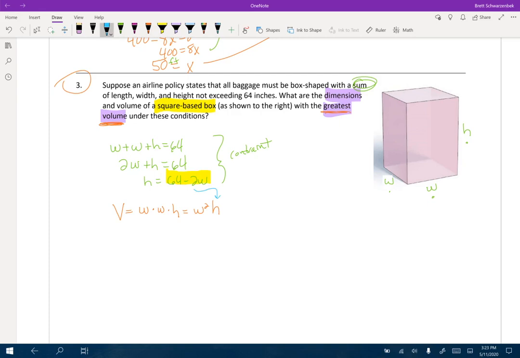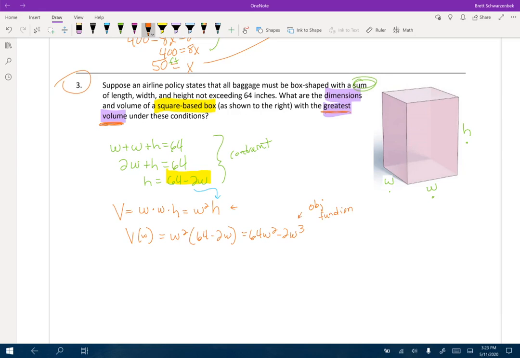So what variable is going to remain? The variable that remains is going to be W. So this is going to be V of W is equal to W squared times 64 minus 2W, which is going to be equal to 64W squared minus 2W cubed. So this is basically our objective function that we are going to start out with, or basically work with, is the best way to put it. So this is the earlier one, and then we transform it into this with our constraint.